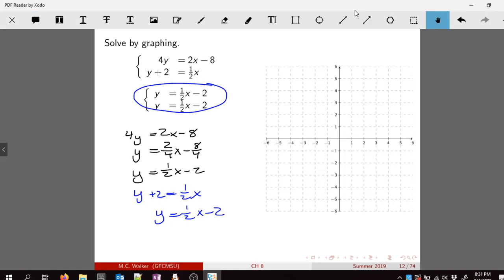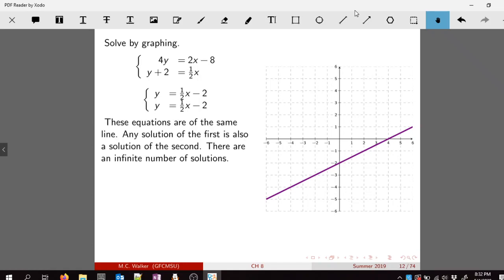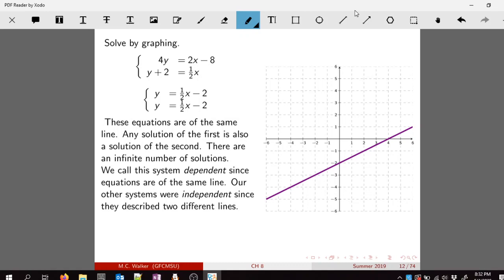So here's our first line. Here's our second line. There they are both together. Any point on this line is a solution to both of them. There's an infinite number of solutions. Since we have only one unique line, we only have one unique equation, this gets its own special vocab word. This gets called dependent. When we only have one equation, we have a dependent system. Our other systems had two lines, two different equations. They were independent.